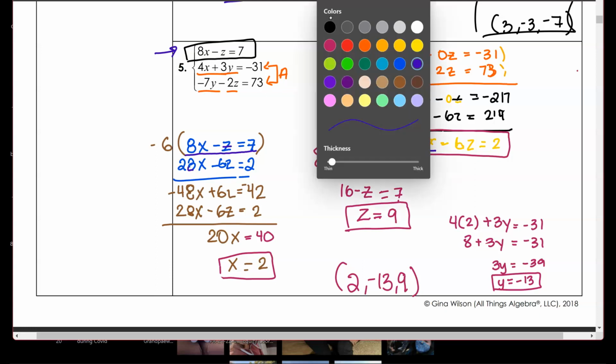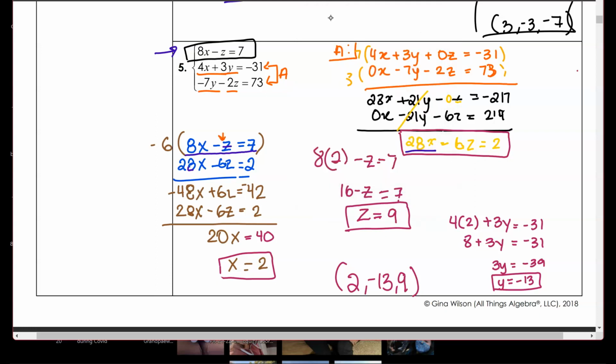So here I want to be able to get rid of the x, and luckily this x has no coefficient. So I'm just going to multiply it by negative 6. I choose negative 6 so that it could turn into a positive 6. Looks like my stylus is writing a little bit better now. So I multiply this through, and I end up with negative 48x plus 6z equals negative 42.